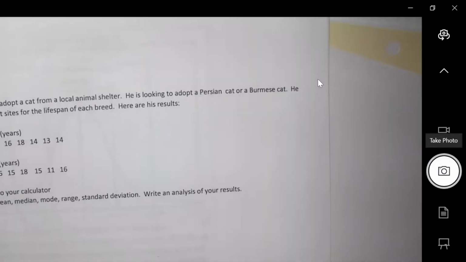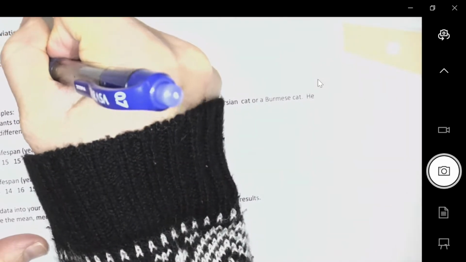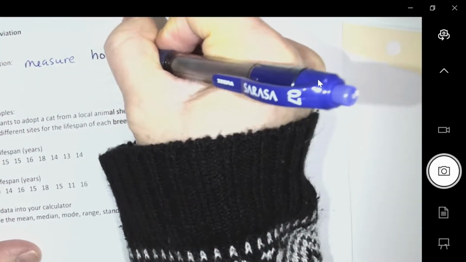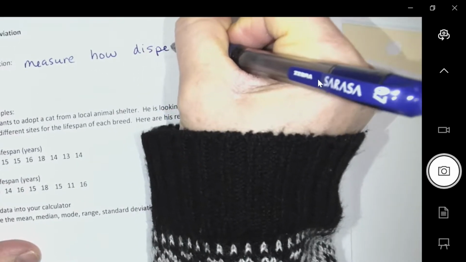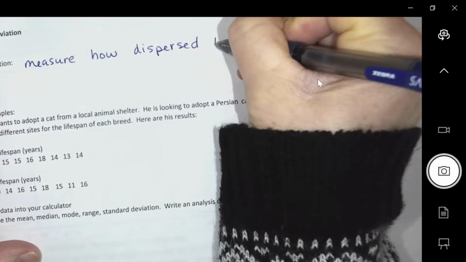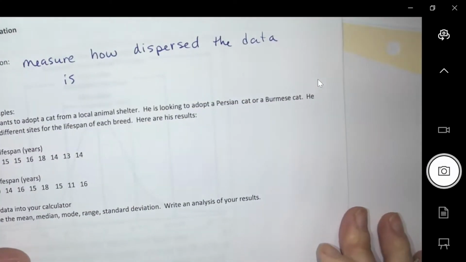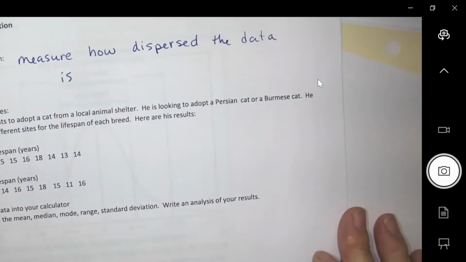Okay, let's talk about what standard deviation is. It helps us measure how dispersed the data is.